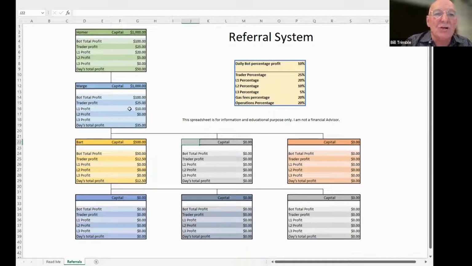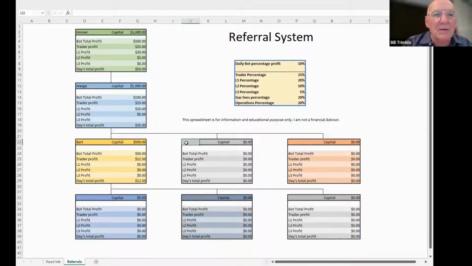So Marge has made a referral profit. She's made $10, which is 20% of $50. So she's made an extra 10. So now she's made 35. But look again, Homer has made $5 because Bart's on his level 2. So he's made 10% of Bart's 50, which is $5. So now he's made $50. So Homer's pretty happy at this point.